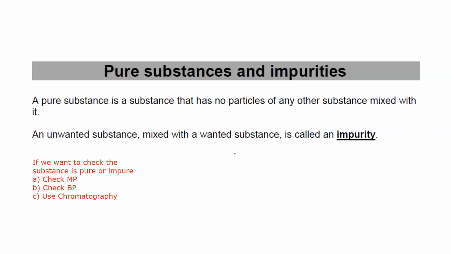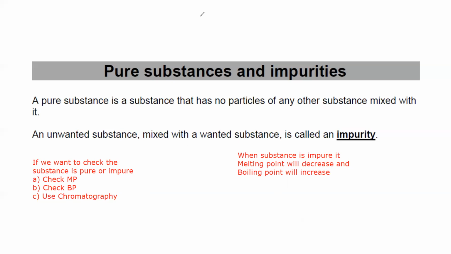Because what happens when a substance is impure, its melting point will decrease and the boiling point will increase. This is the effect of the impurity on a substance. Its melting point decreases and its boiling point increases.